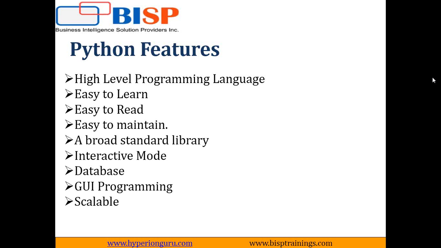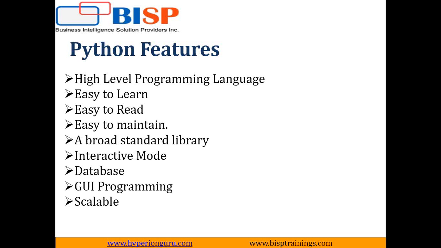Let's suppose I have a Python program, and I'm using it for a web application or GUI programming, and a large number of users are accessing my application. Python can manage that, Python can handle that automatically. We don't have to take care of that, it will be taken care of by itself. So that's scalable programming. That's how Python supports scalable programming. It can support a huge number of audience.